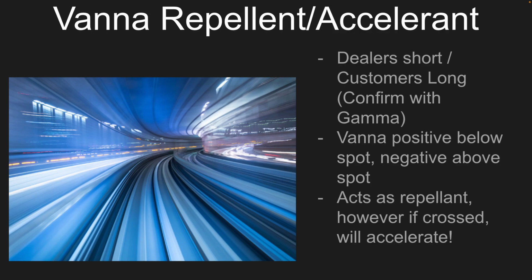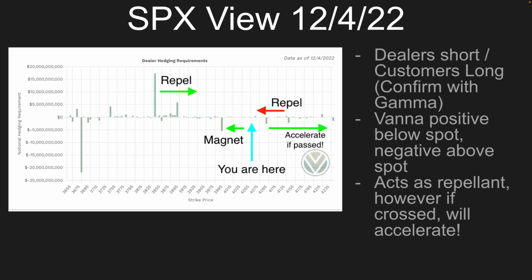So I'll show this on SPX momentarily, but if we have a large amount of negative Vanna above the current price that is repelling it, and has been repelling it for some time, and then all of a sudden IV starts dropping, institutions start buying, as we see price move up, we cross that area, it will act as an accelerant and will help price just fire past that area that was previously repelling.